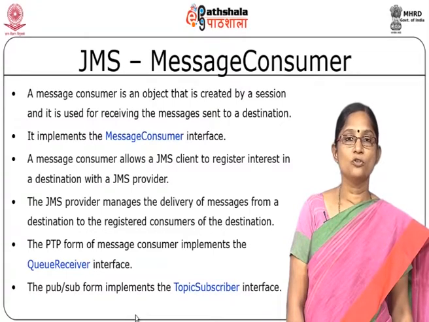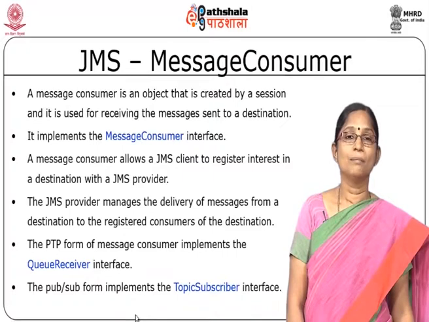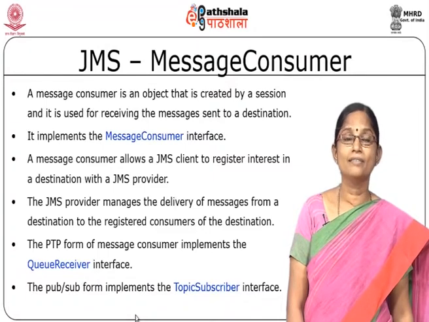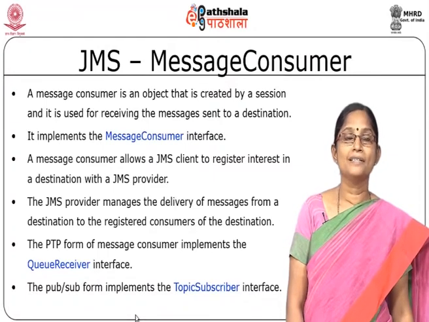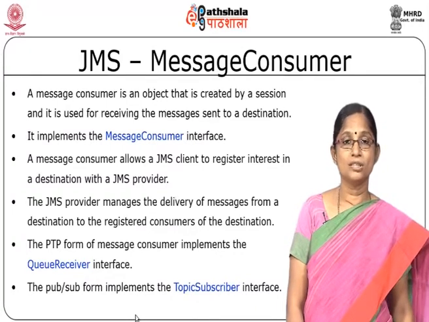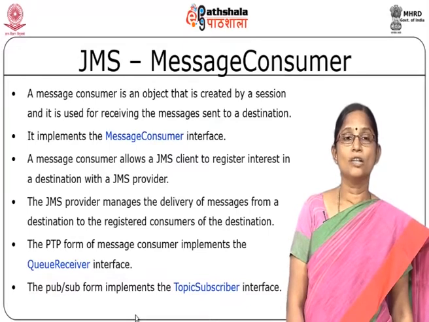The message consumer allows the JMS client to register its name in the destination with a JMS provider. Why is this required? The message consumer registers itself saying that if a message reaches the destination, then I require this message. That is why it registers with the destination with a particular JMS provider. Once the provider has given that message to the destination, the consumer automatically consumes it from the destination.